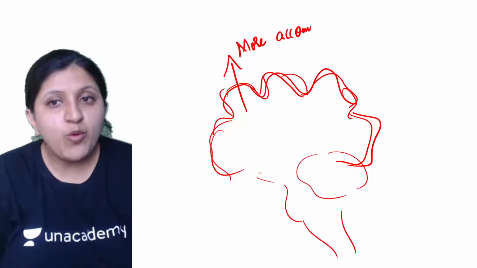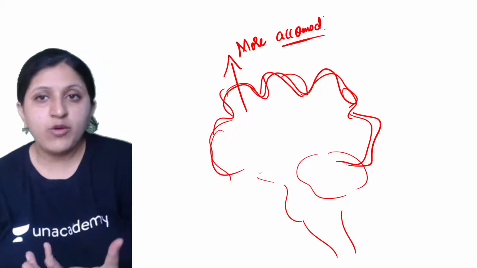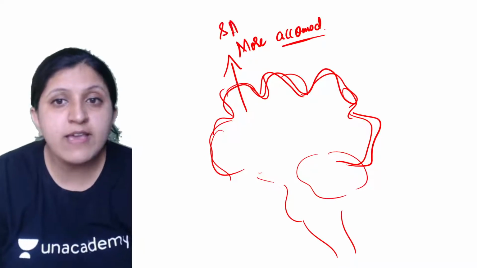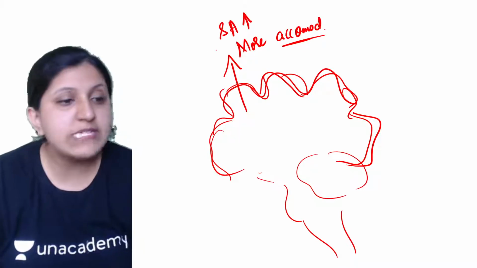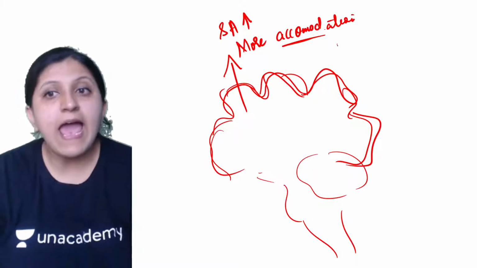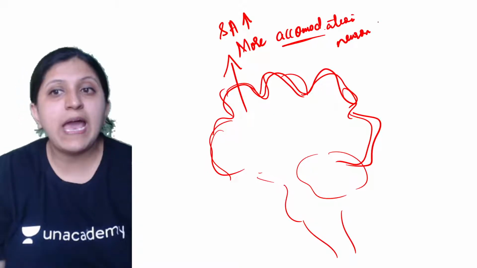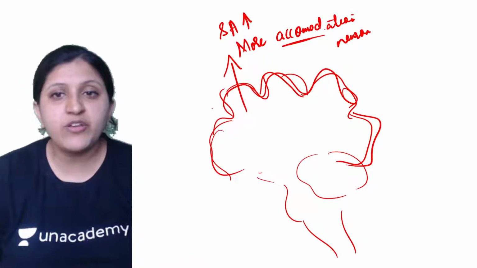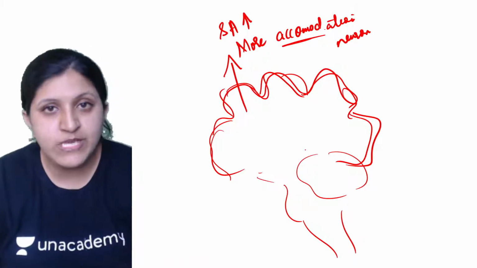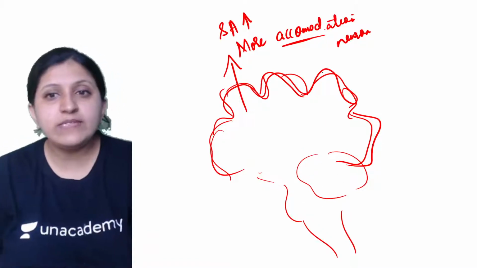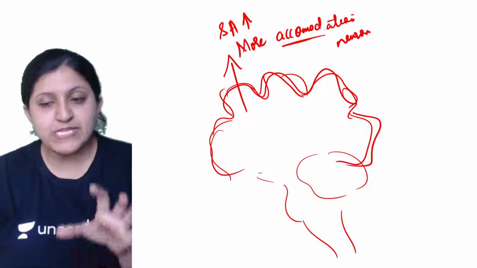Okay, so more and more of these neurons can be accommodated if the surface area is more. So since the surface area is more, there is more accommodation of these neurons. These neurons are associated with many different functions, whether with respect to the cerebrum, the cerebellum, or the pons. In all these cases, they will have their specific role.